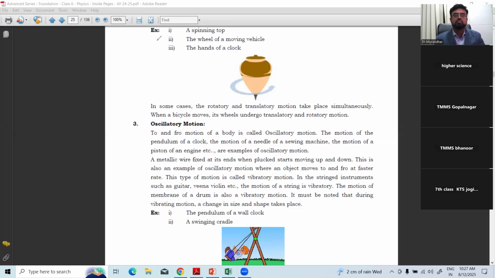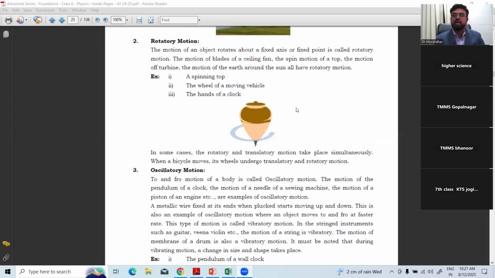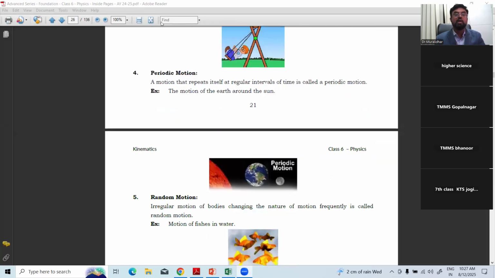Then another one: periodic motion. Periodic means about the same. For example, see Earth. Earth has been revolving around the sun continuously for the last 400 million years. That is called periodic: continuously along the same path without changing the position. Right? The Moon is revolving around the Earth continuously. So the motion that repeats at regular intervals is called periodic motion. The motion of the Earth around the sun is the best example for periodic. Periodic is nothing but continuous. Right? Got it?